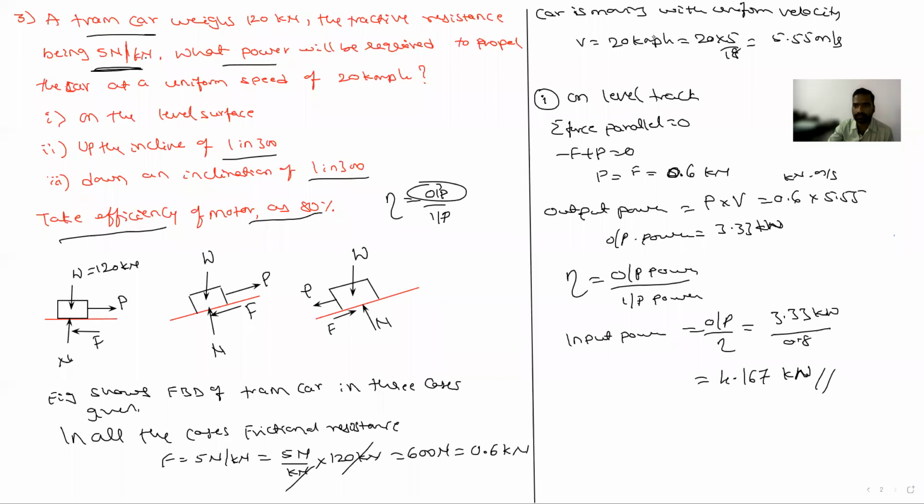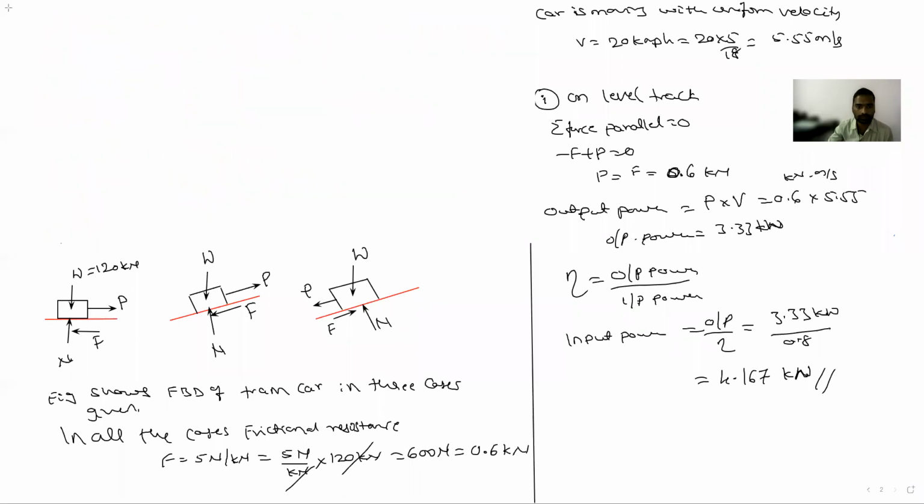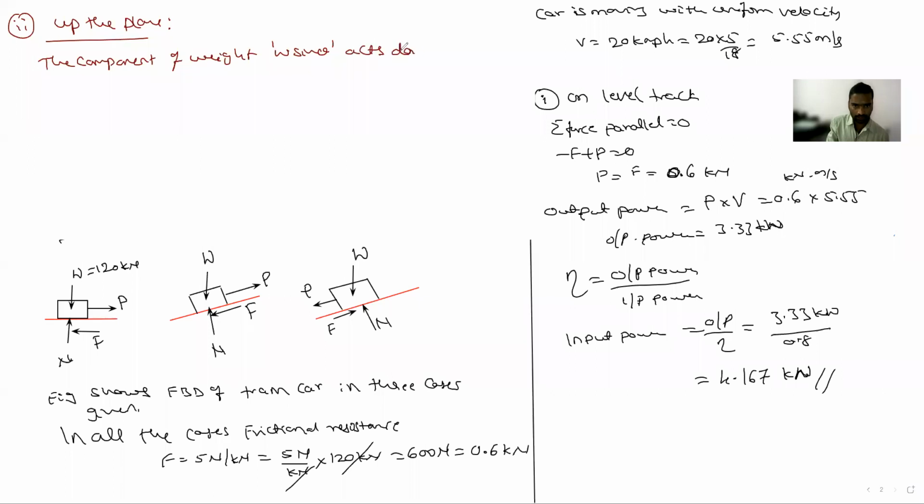Okay, so second case I will take. Second case, up the plane. The component of weight, W sin theta, acts down the plane, and sin theta is equal to tan theta, which is equal to 1 in 300.